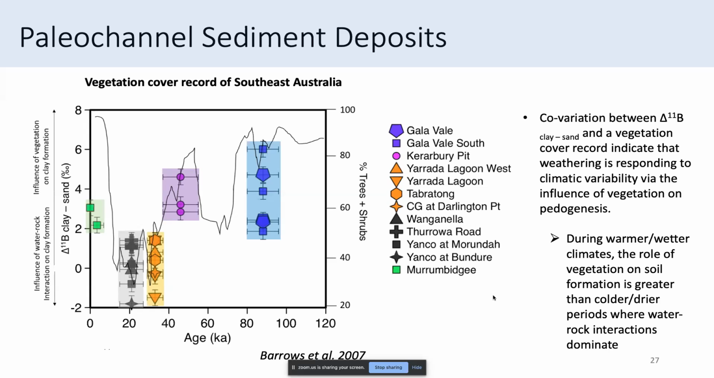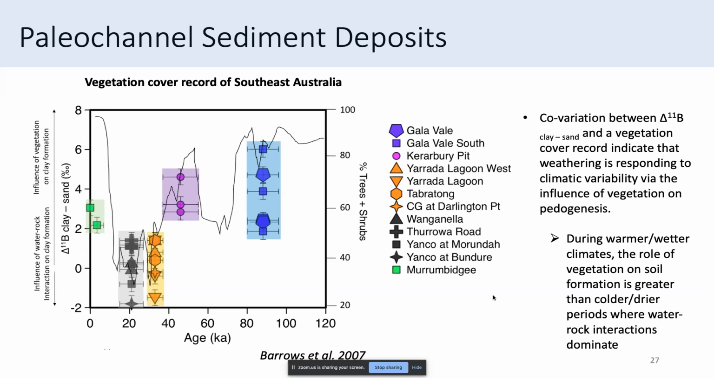If you look on the left-hand side, as you go more negative, that means there's more of an influence of water-rock interactions. And as you get higher up, or more positive values, you have more of an interaction of vegetation. So I took our data and I superimposed it on a vegetation record from South Australia. So this was a sea core, a sediment core taken in the Southern Ocean. And we're looking at pollen. So this is a percentage of trees to shrubs.